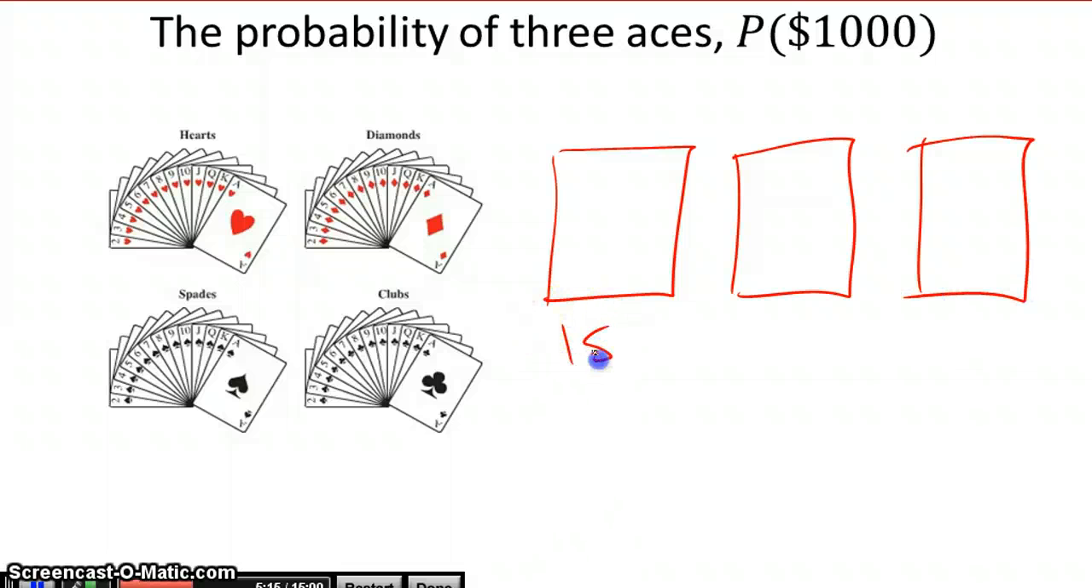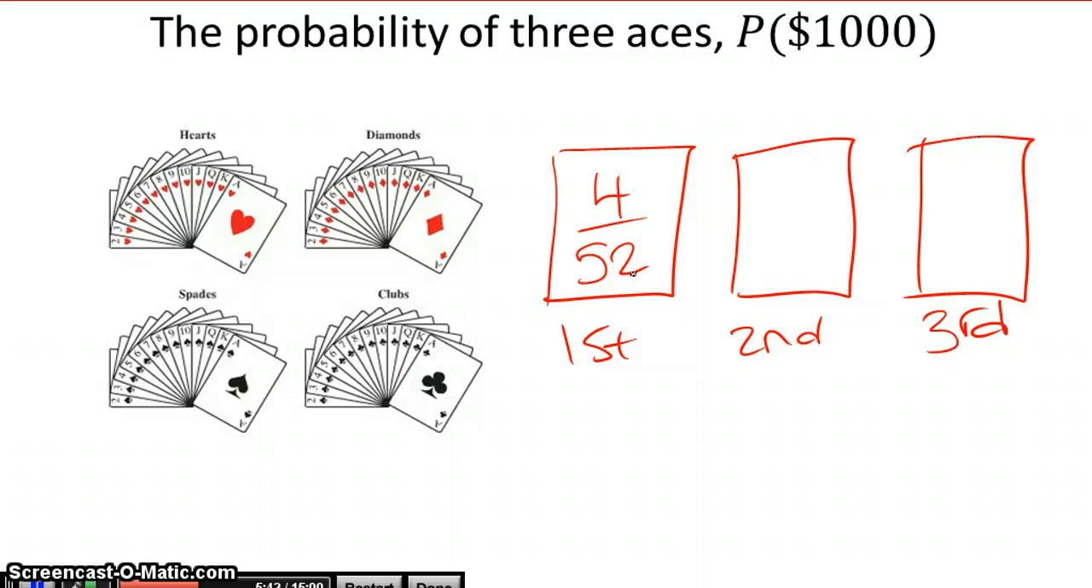We have our first card, second card, and third card. And what I need to figure out is, what's the probability of getting an ace on the first card? Since there are 4 aces and 52 total cards, the probability is going to be 4 over 52. Or if you wanted to simplify that to ease your calculations, that's going to be 1/13.